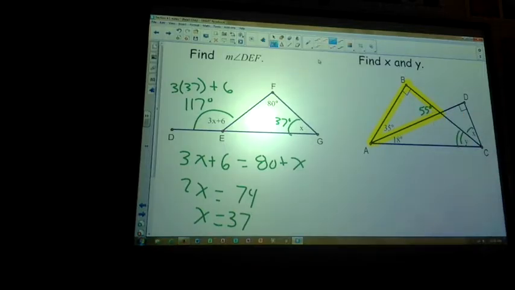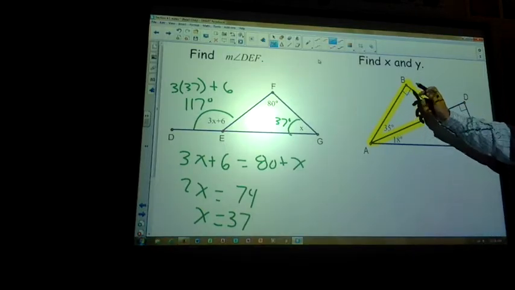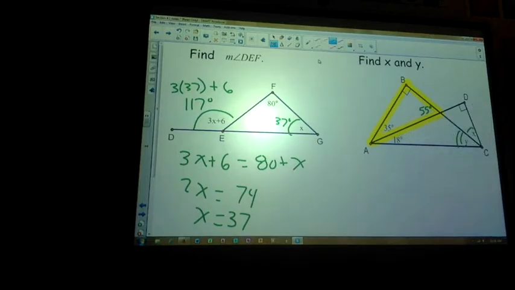Anyone stuck on that? Because that's 90, right? So 90 plus 35 plus 55 is 180. How big is this angle then? 55. How big is that one got to be then? 35. 35 degrees? Okay.